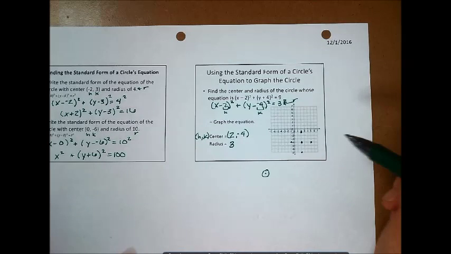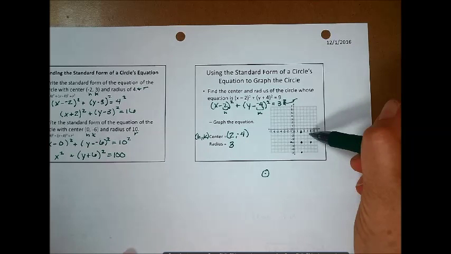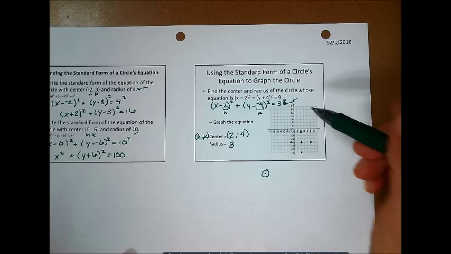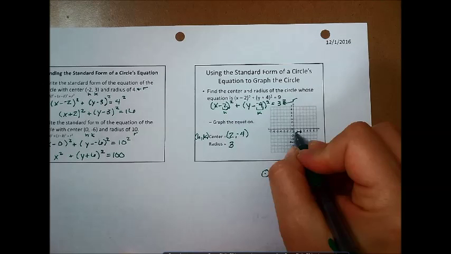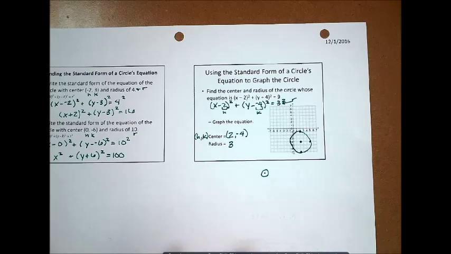It's also important to realize that the radius would be 3 this way, 3 this way, 3 this way, or 3 this way. Do not count 3 this way, because that's way outside the circle. Okay, and then we just make that nice little circle. Much better than mine. And that's all there is to it.